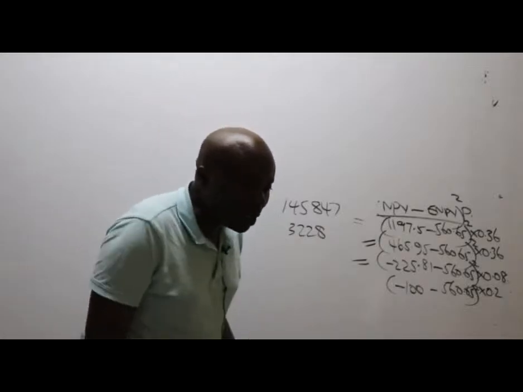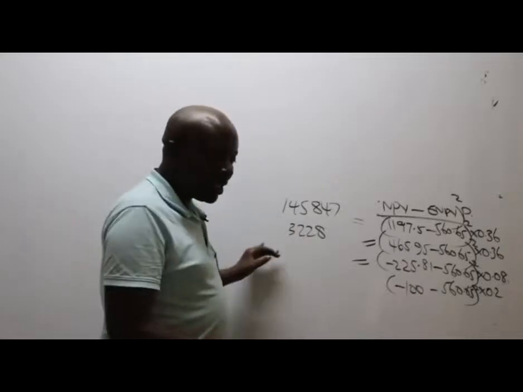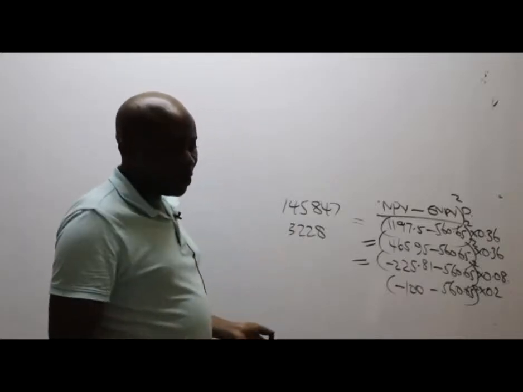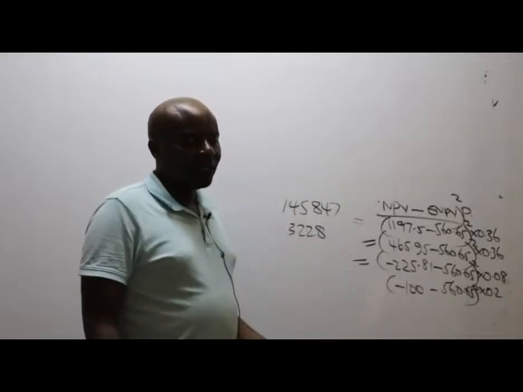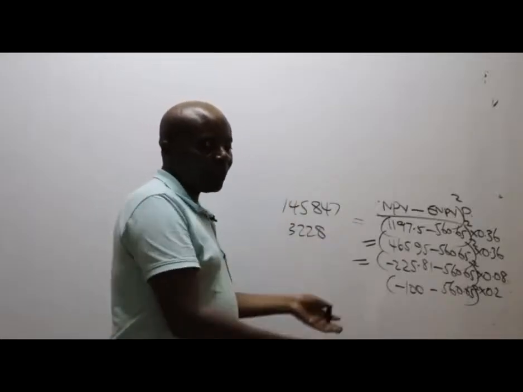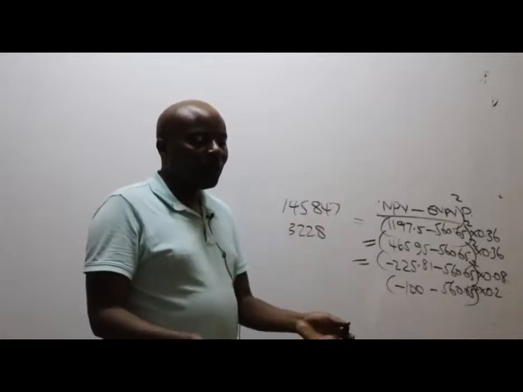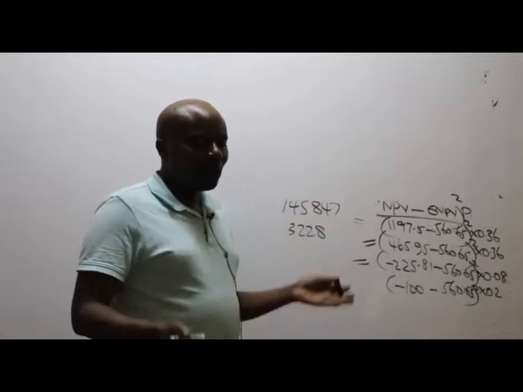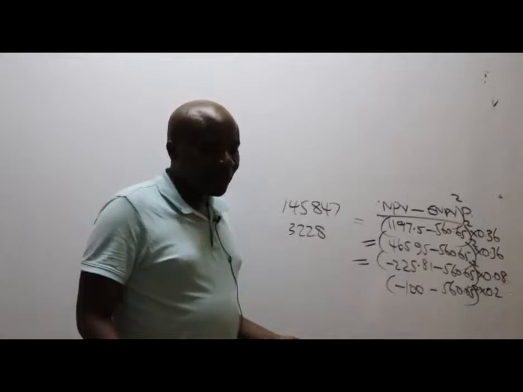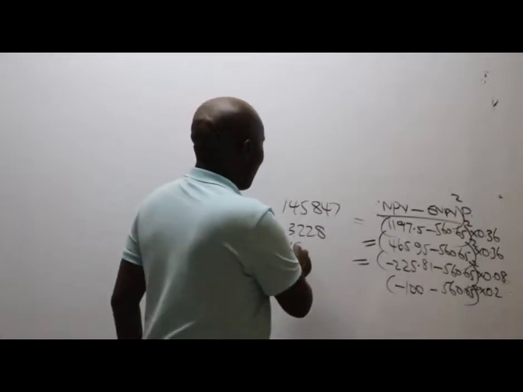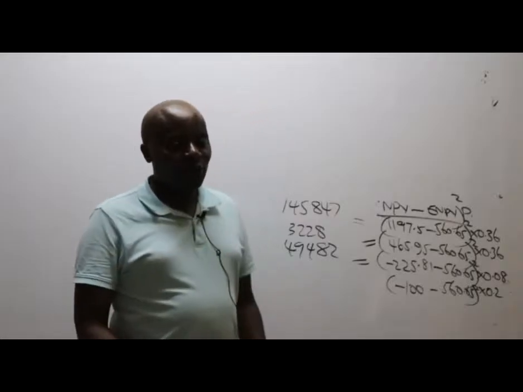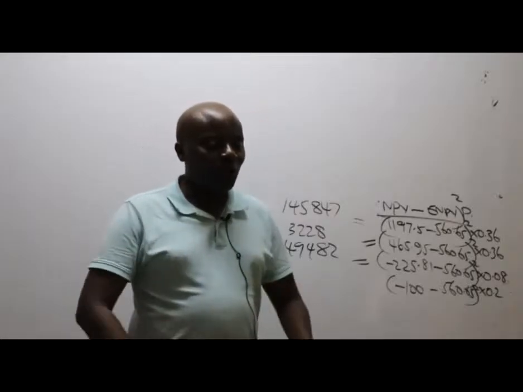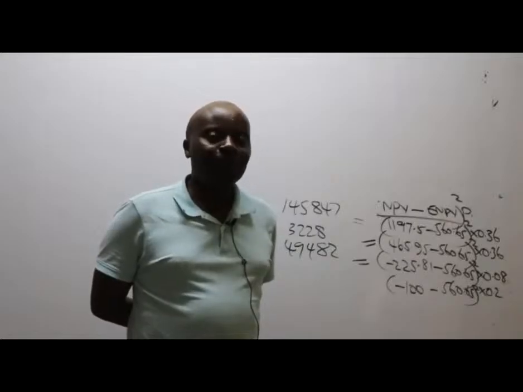The third one is 145,840. We are not on the first one now; now we are on the third one. You write whatever figure you have there, and work with your figure. It is 49,482.